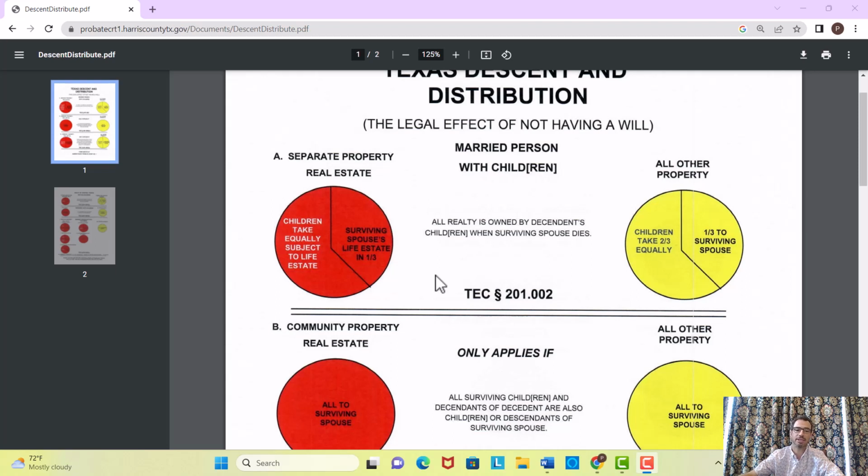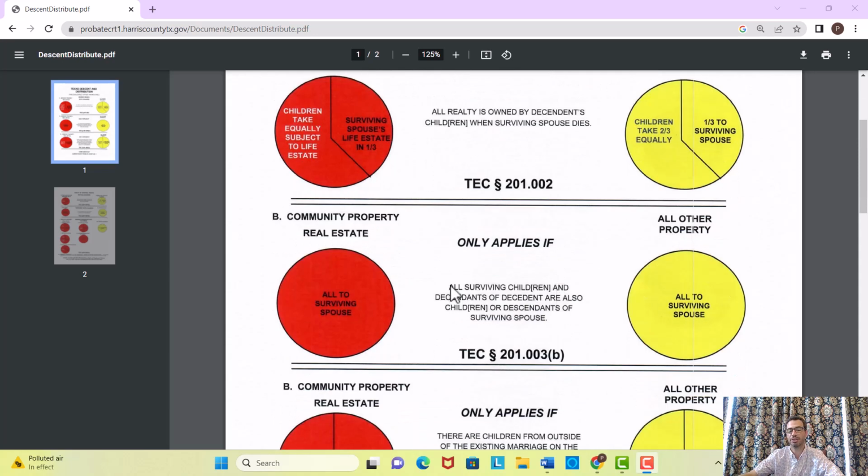Additionally, and it doesn't say this on the chart, if the property was homestead property, you also have a spousal homestead right, which allows you to live in the property, and that arises out of the Texas Constitution. For all other property, personal property, separate property that belongs to the deceased spouse, the children are going to take two-thirds, and the surviving spouse will get one-third. And then the next situation is the nuclear family situation.